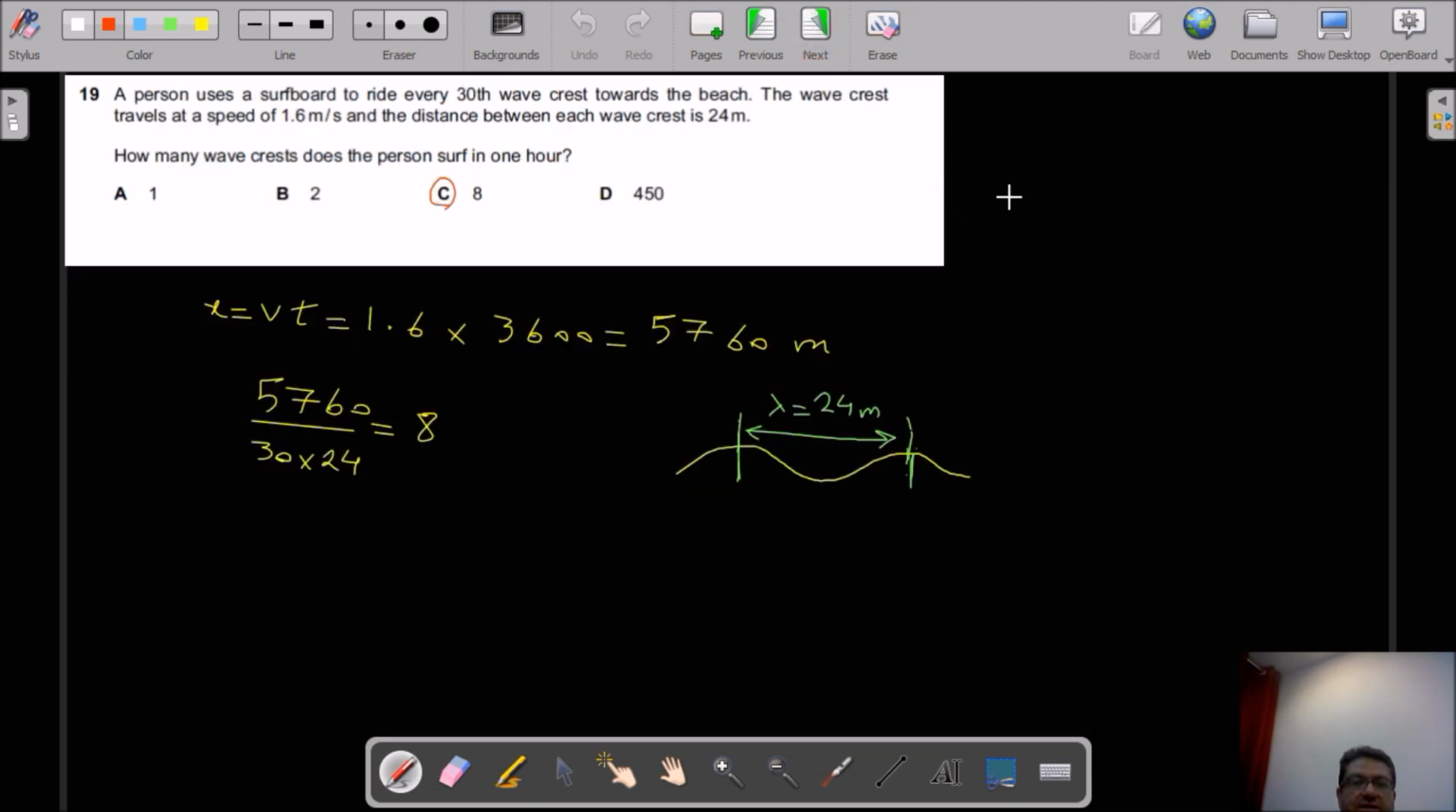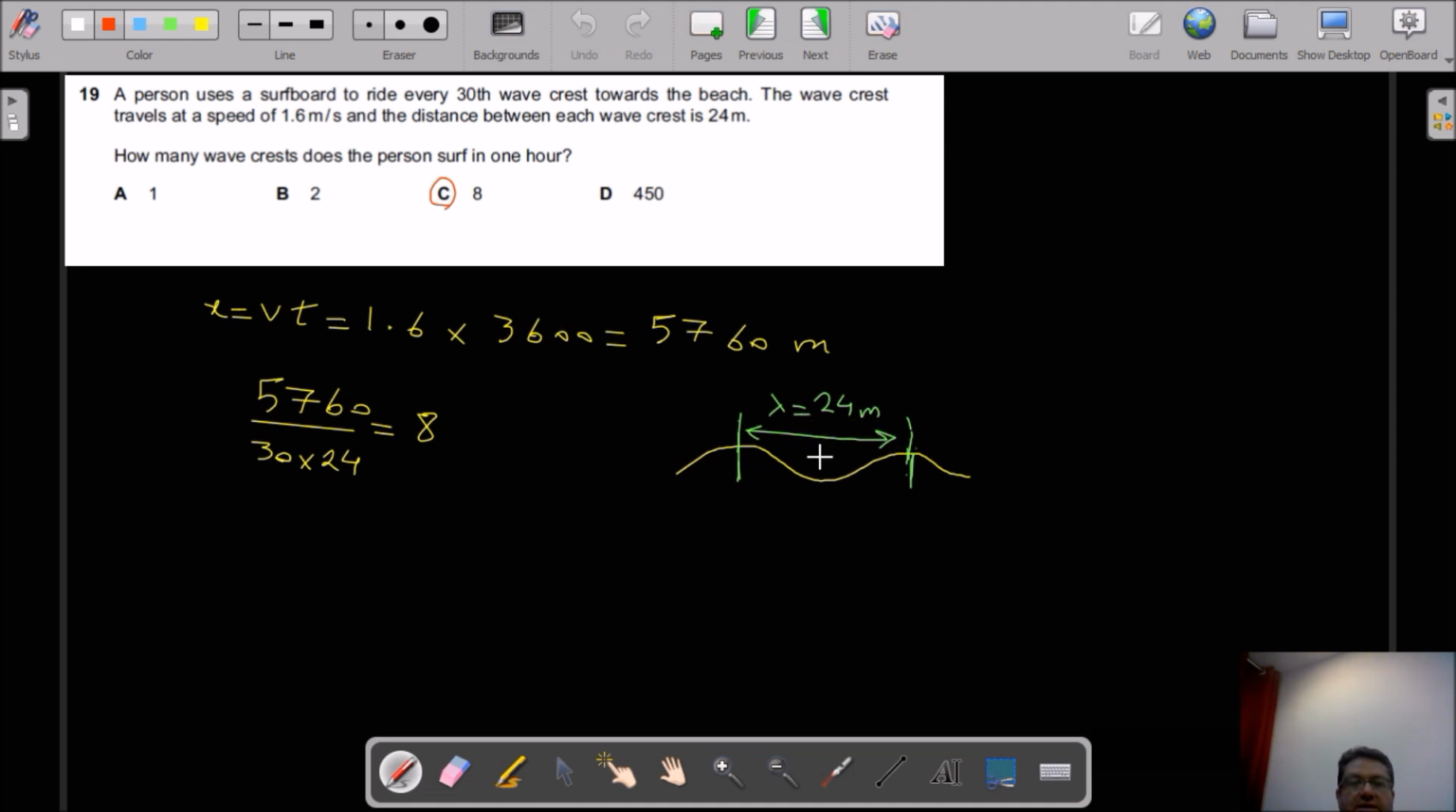Question 19. A person uses a surfboard to ride every 30th wave crest towards the beach. The wave crest travels at a speed of 1.6 meters per second, and the distance between each wave crest is 24 meters. How many wave crests does the person surf in 1 hour? Okay, first of all, the distance between two crests will be 24, which is the wavelength.